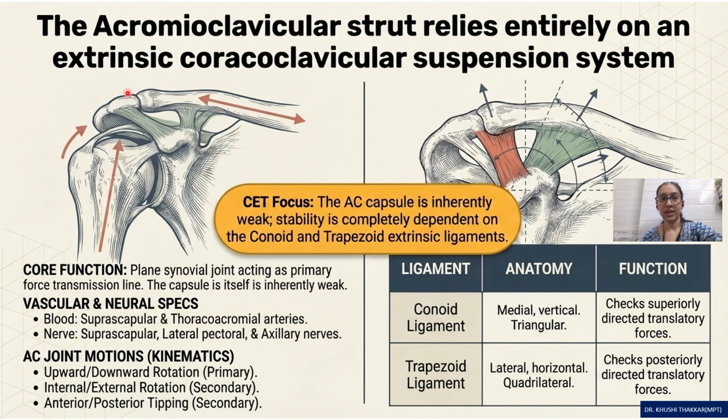Now the coracoclavicular ligament is made up of two portions, the conoid ligament and the trapezoid ligament. The conoid ligament is conical in shape. It is attached medially, it is vertical and triangular in shape. Since it is attached medially and vertically, the fibers are straight. This checks the superiorly directed translatory forces. Now the trapezoid ligament is lateral and horizontal and is quadrilateral in shape. That is why it is called the trapezoid ligament. And this checks posteriorly directed translatory forces on this joint.